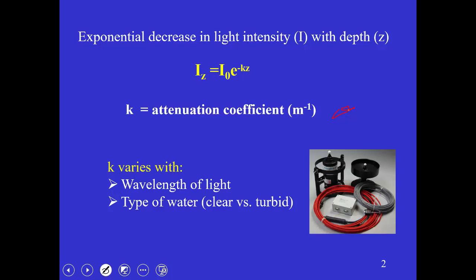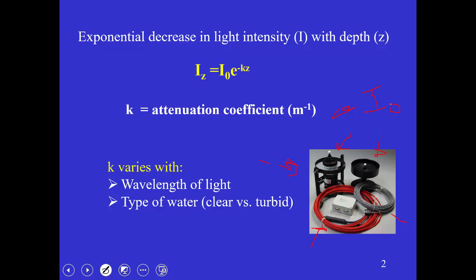It also varies with the type of water in terms of how turbid or clear it is. Basically, the more turbid the water is, the higher the K and the more the light is attenuated. Here is a picture of how we measure light attenuation. There's a cable connected up to the computer, and this red cable is what's lowered down into the water column. This part of the instrument is set on the deck of the ship and measures the surface radiance to give us I sub O. So that's how we measure light.